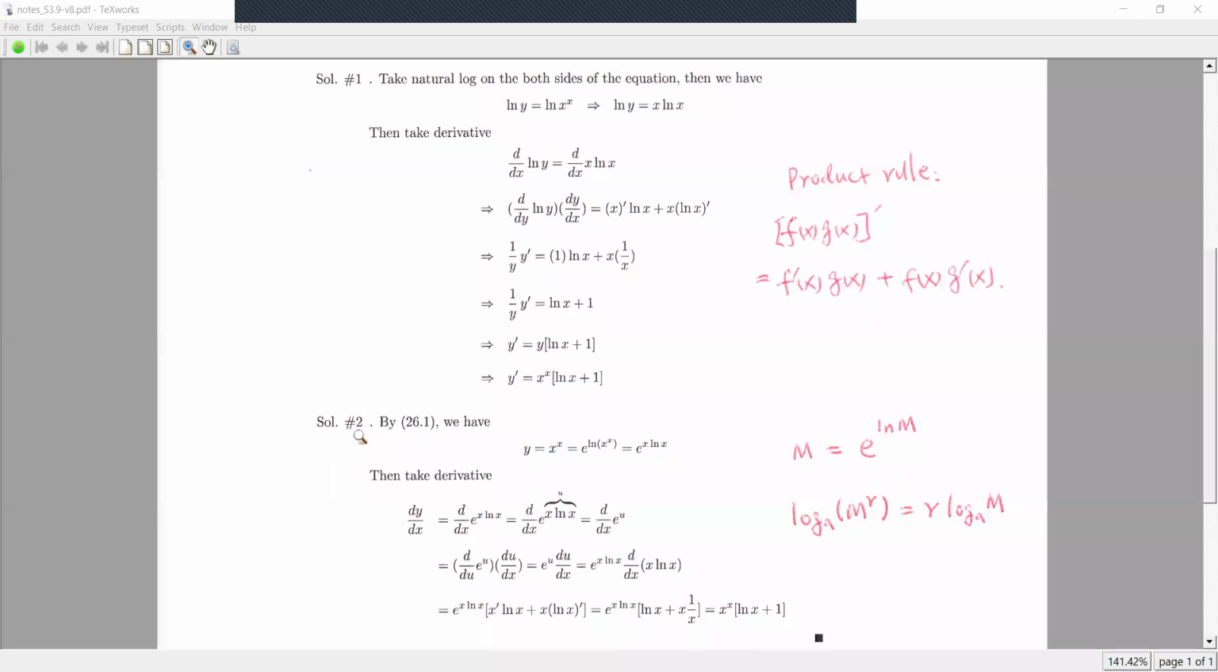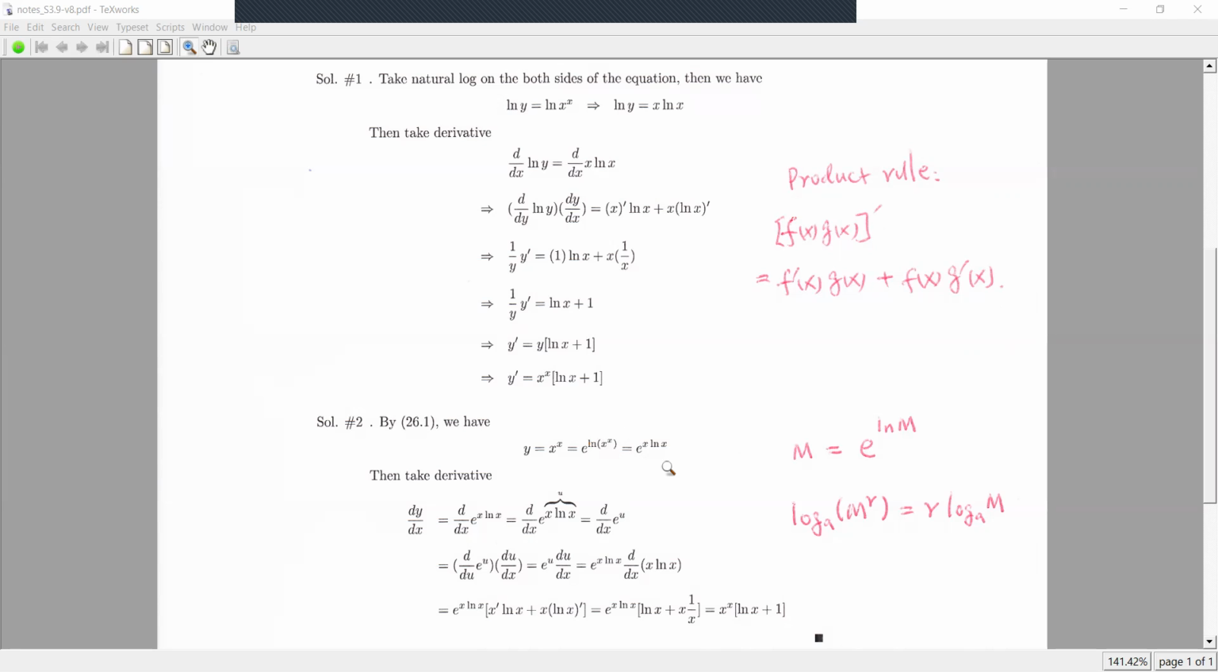This example has a second solution. In this second solution, I transform the tower function into an exponential function by this formula. In this formula, I set m to be x to x. Then I have this equation. In natural log of x to x, I can bring down the power x to the front. I have this equation. Now, take the derivative of this exponential function.